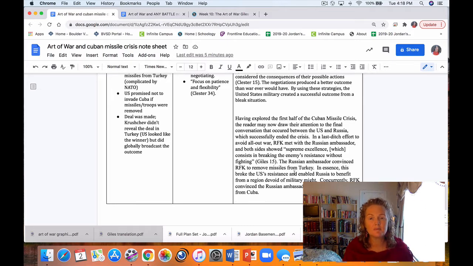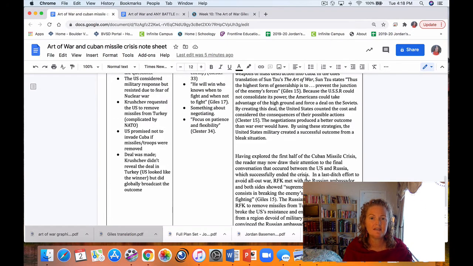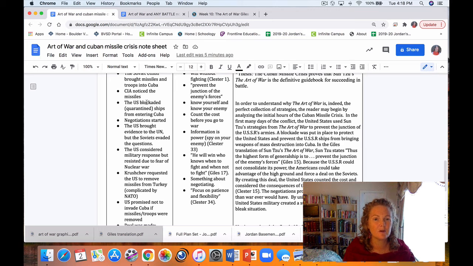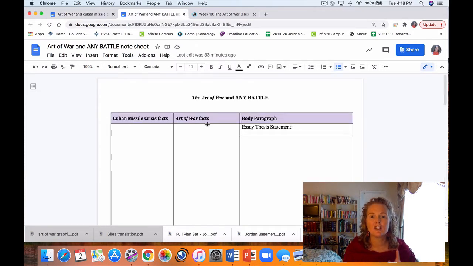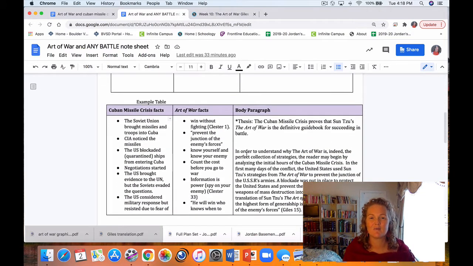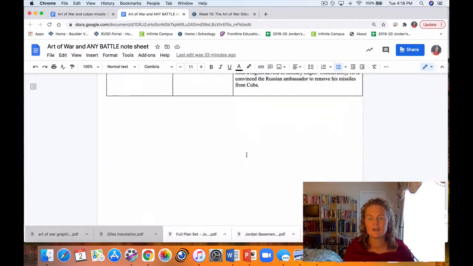Hopefully this helps you guys to understand the flow of your piece, how you're going to use the information from your battle combined with the information you're learning from The Art of War and using it to create paragraphs that are coherent and that walk your reader through your concepts so that you understand in the end that you've proven that The Art of War is or is not the definitive guidebook for war. Now, in case you want to see this a little bit more closely, if you go back to your document, look, at the very bottom is everything that we just did together, okay? So that's sitting there for you to use as a model.